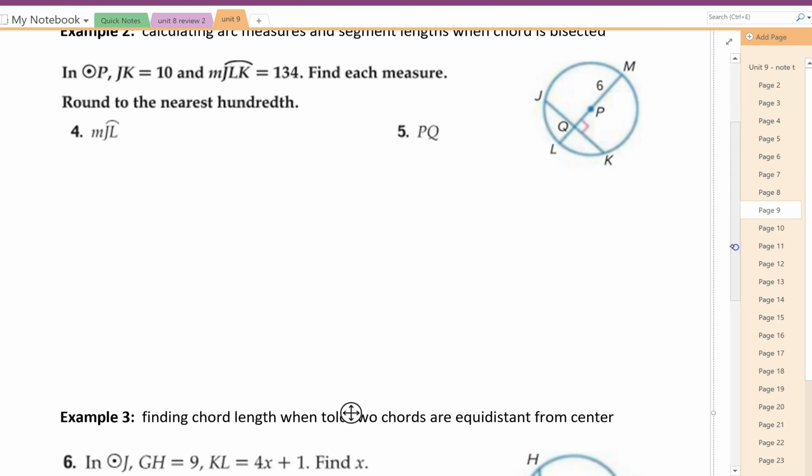Okay, now I have one where the radius is bisecting a chord. So I'm told JK is 10. So the distance from here to here is 10. Since I know that this radius is perpendicular to the chord, I know it bisects it, so I know that part's going to be 5 and that part's going to be 5. And then I'm told the measure of arc JLK, so from here to here to here, in other words, this right here, is 134 degrees.